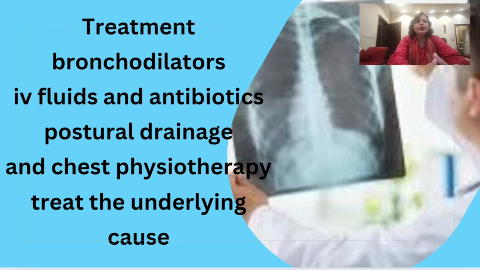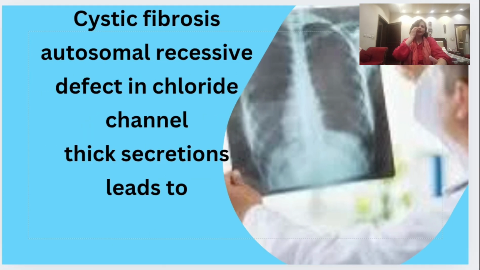Treatment is basically aimed at giving a short-acting bronchodilator like Ventolin, which is salbutamol, and IV fluids so that the secretions can be easily expelled and get liquefied, and then a broad spectrum IV antibiotic. Postural drainage means that the portion of the lung which is involved is kept on the upper side and the other portion is kept on the lower side, along with physiotherapy.